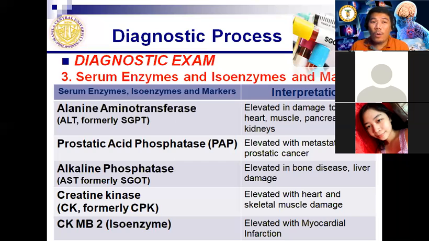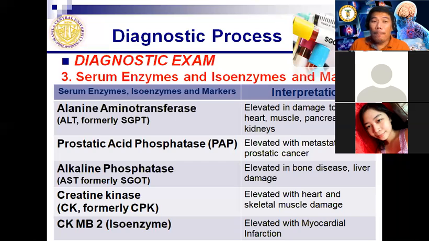Okay? Although alanine aminotransferase could be present in the heart, muscle, pancreas, kidneys, that's why if there is damage in these organs, alanine aminotransferase or SGPT is being ordered by the doctor, because the results may validate damage to these organs.